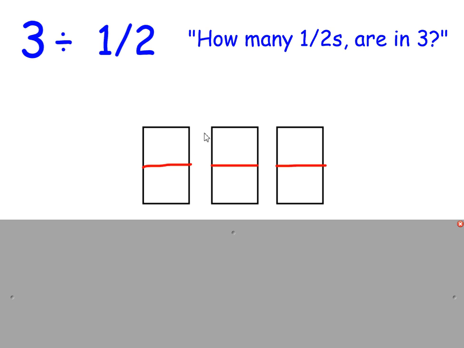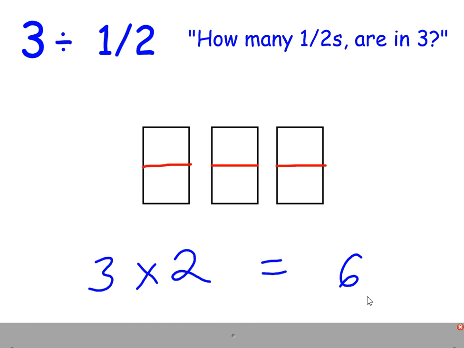And if you look at 3 wholes visually, here's 3 rectangles. How many 1/2s go into this one whole? You can see there's 2 halves in the second whole, and 2 halves in the third. So it's almost like 3 times 2, a total of 6 halves. All right, so 3 divided by 1/2 would be 6.